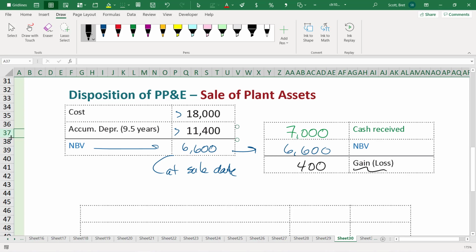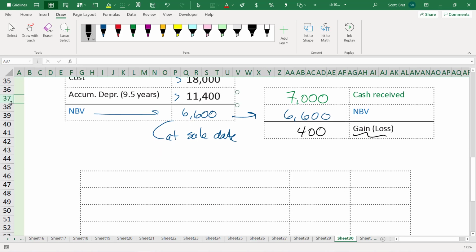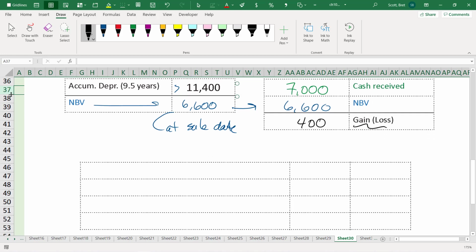It's for cash. Cash is pretty objective. We're not doing a non-monetary exchange transaction. This one's pretty straightforward. So down below, what we're going to do is record the cash. We got the cash. Yay, we like cash. 7,000.